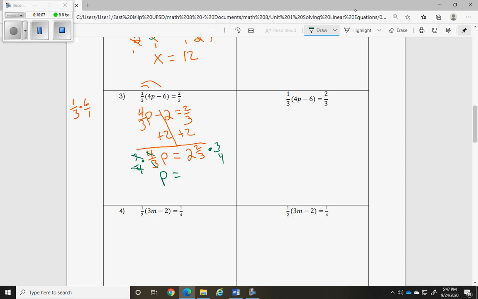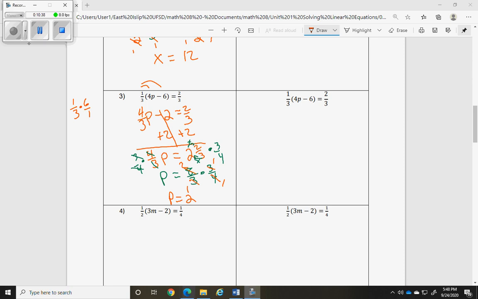I have to change the 2 2/3 to an improper fraction. Remember, you do 2 times 3 and then you add on the 2. So 6 plus 2 is 8/3, and I'm multiplying that by 3/4. So now I'm going to simplify that fraction. So the 3's simplify to be 1, and the 4 is a 1, and the 8 is a 2, so I get P is 2.